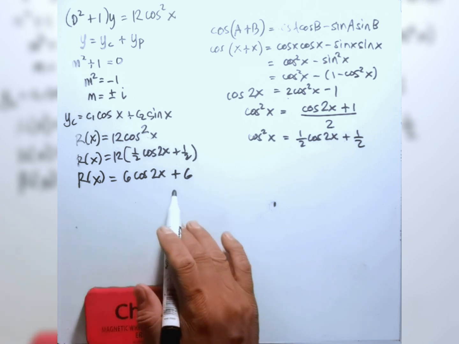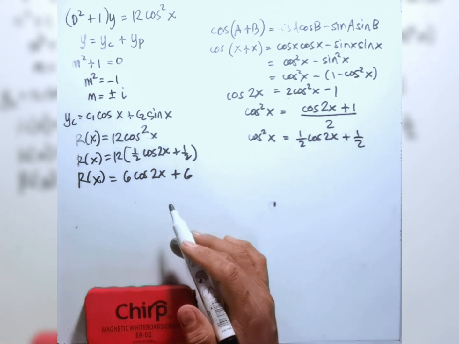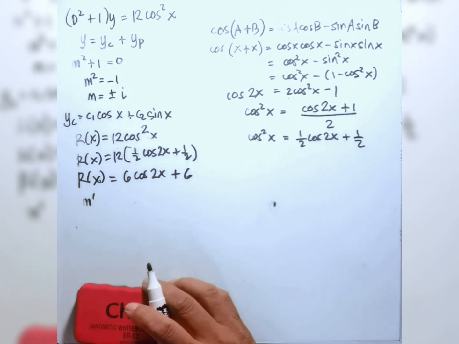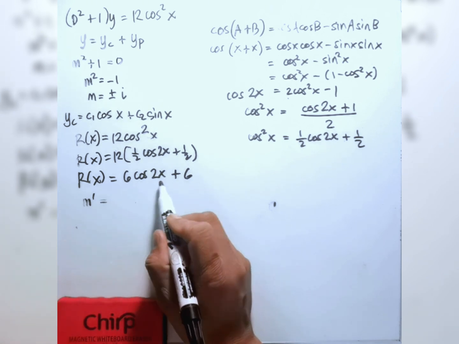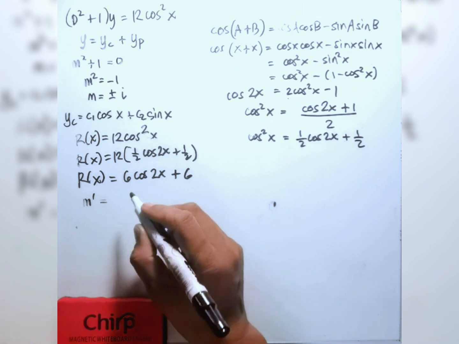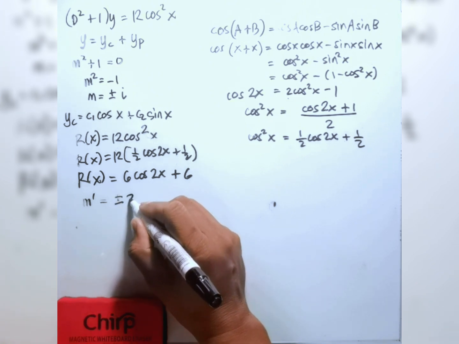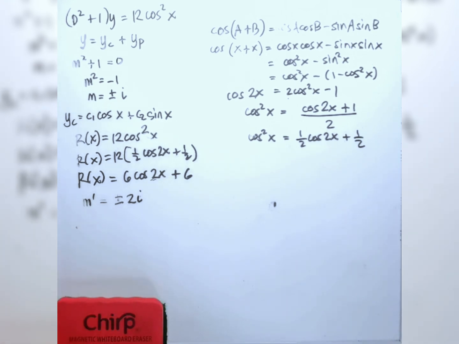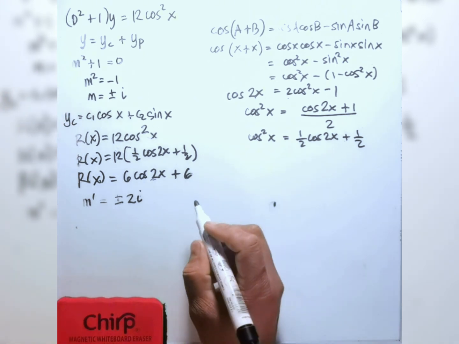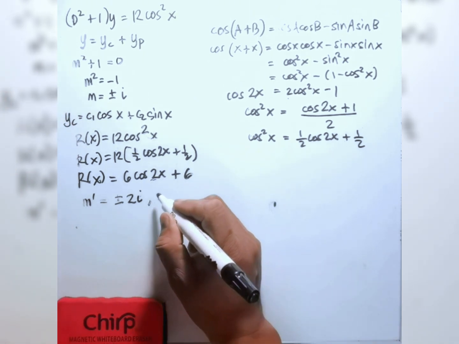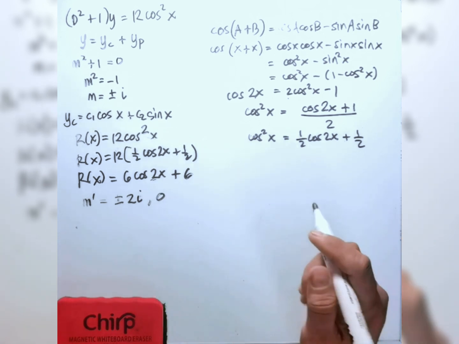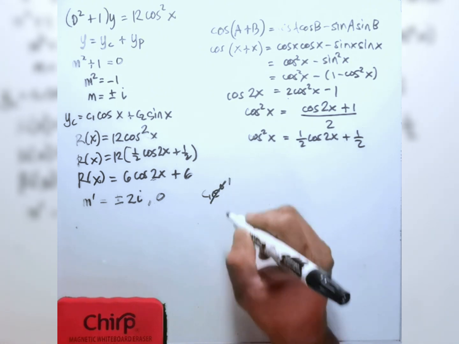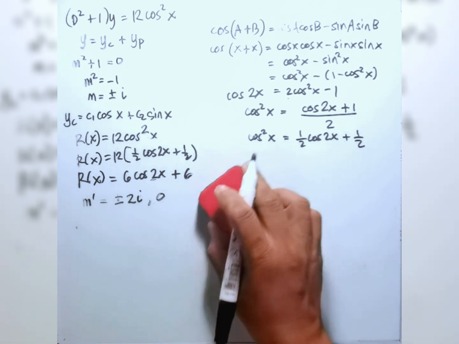This is actually a particular solution of some homogeneous equation whose auxiliary equation will have these roots. Let's call it m prime. For this first term cosine, we should have roots plus and minus 2i, where 2 is the coefficient of x. And for this constant term here, that should be 0. So that's like having c1 times e to the 0. And this is just 1. So we have a constant c1.